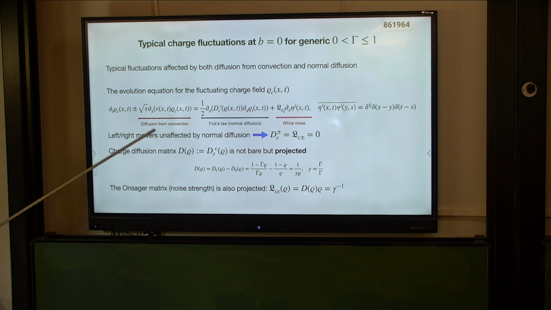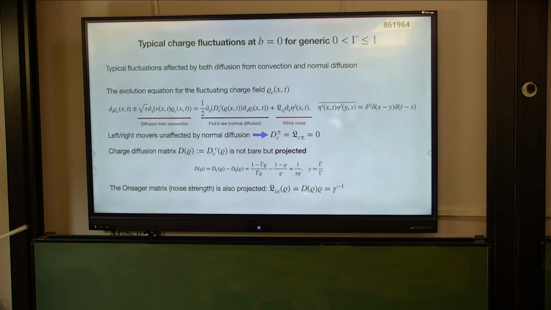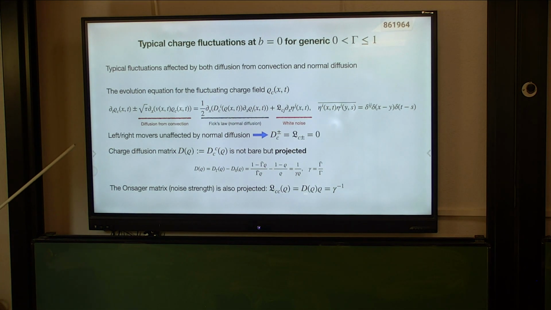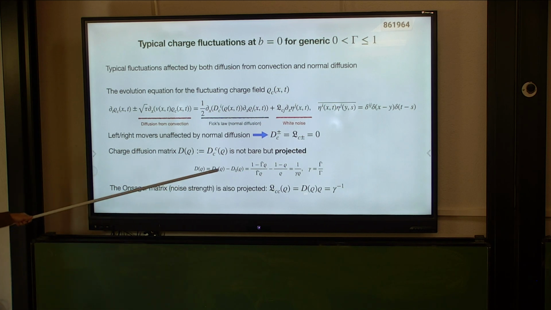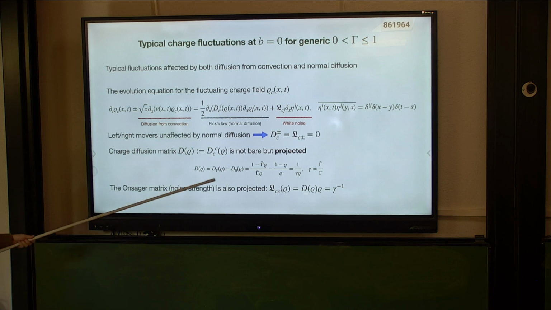And now the left and right movers are unaffected by the normal diffusion, so you can actually show that there is no contribution from the left and right moving densities. And this is going to be just a question for the charge density only. All right, and another important remark here is that this charge diffusion matrix that you put in this Fick's law is not actually a bare charge diffusion matrix, but it's a projected one. So you have to subtract the contribution from the diffusion from convection, just like this.